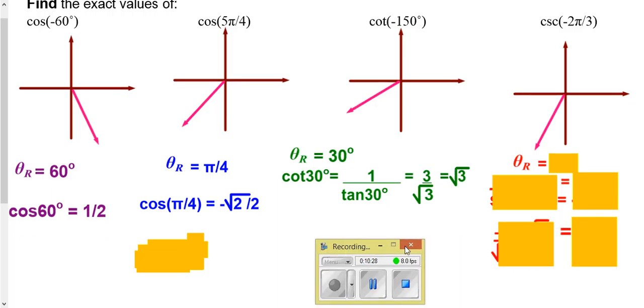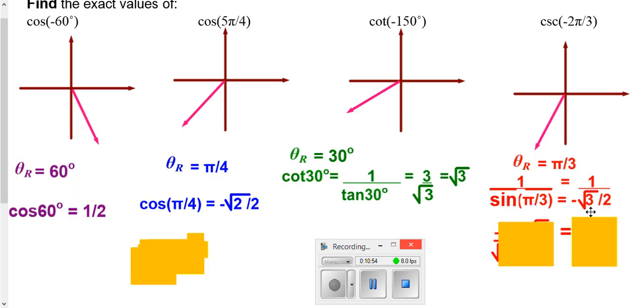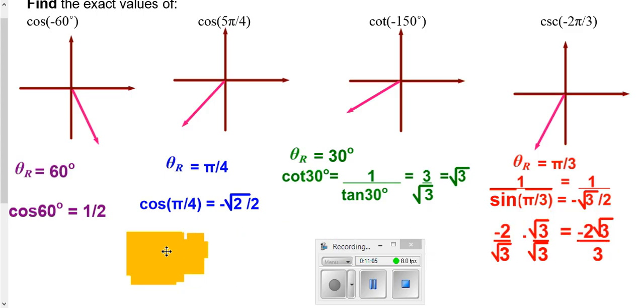Taking a look over here, anything pi over 3 has a reference angle of pi over 3. So we have that. Cosecant deals with sine. So we're supposed to have the sine of pi over 3 memorized, which is the sine of 60 degrees, which is root 3 over 2. But we've got to flip that upside down, so we get 2 over root 3. Then we have to rationalize that, and so we get this.